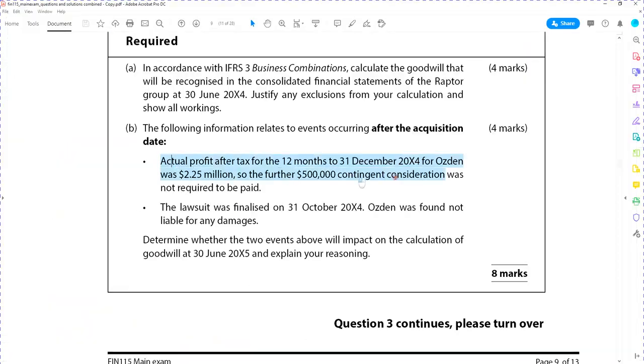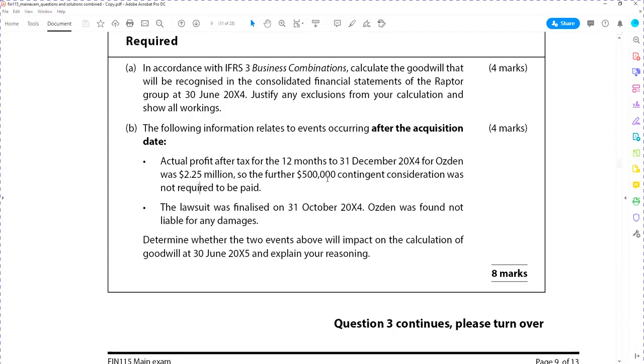So it's saying, first one relates to its earnout period. So it's saying actual profit for the 12 months to December for Austin was 2.25. So therefore, further $500,000 consideration was not required to be paid. So this is basically asking us whether or not we need to adjust the contingent consideration amount that we included in our consideration of $300,000, because that was the fair value.